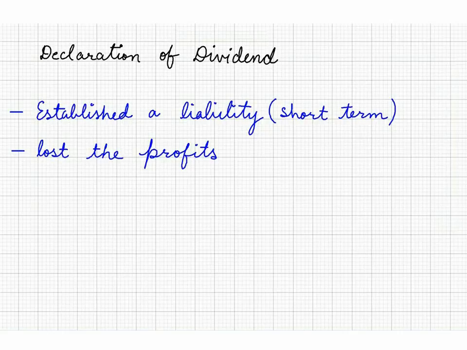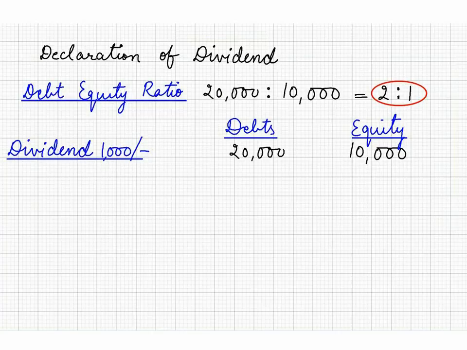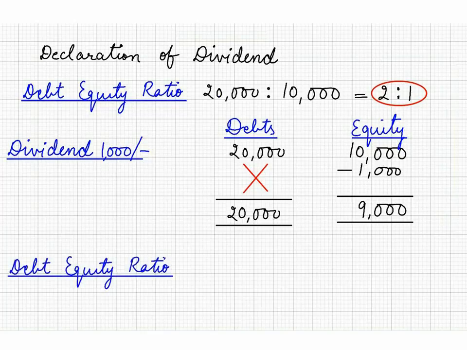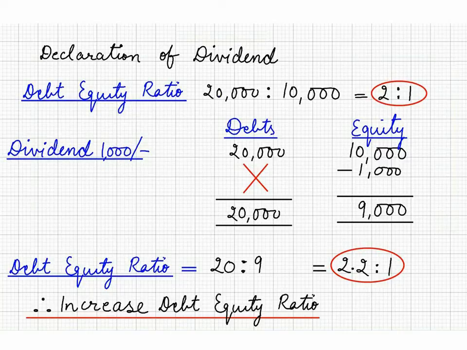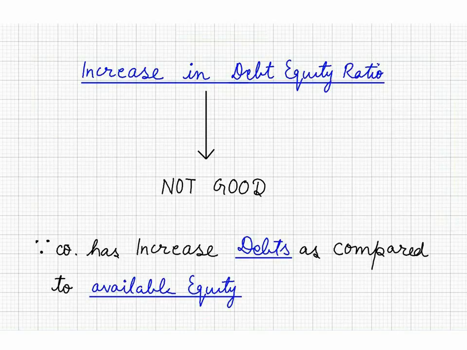So debts are suppose 20,000, equity is 10,000. Debts will remain as it is, means 20, but equity will be reduced by rupees 1,000, means the new equity will be 9,000, because the company is going to lose profits from its books. So the new ratio will be 20 to 9, or I can say 2.2 to 1. It will increase the debt equity ratio. Not a good sign for the company. It means company is going to increase the debts as compared to equity.